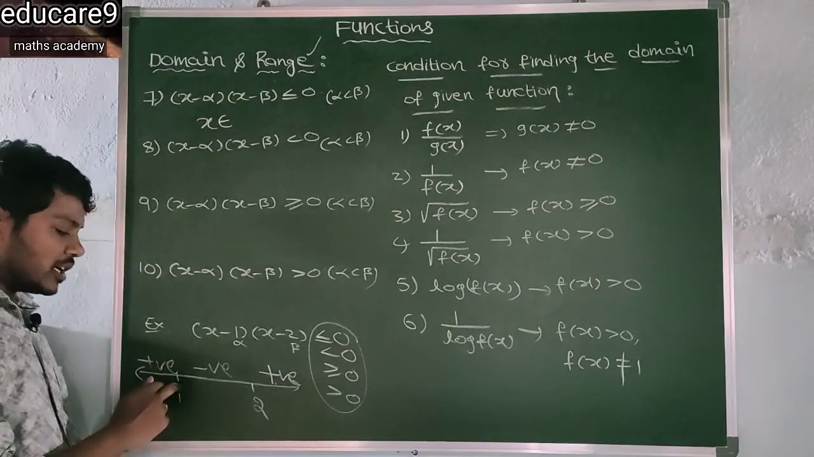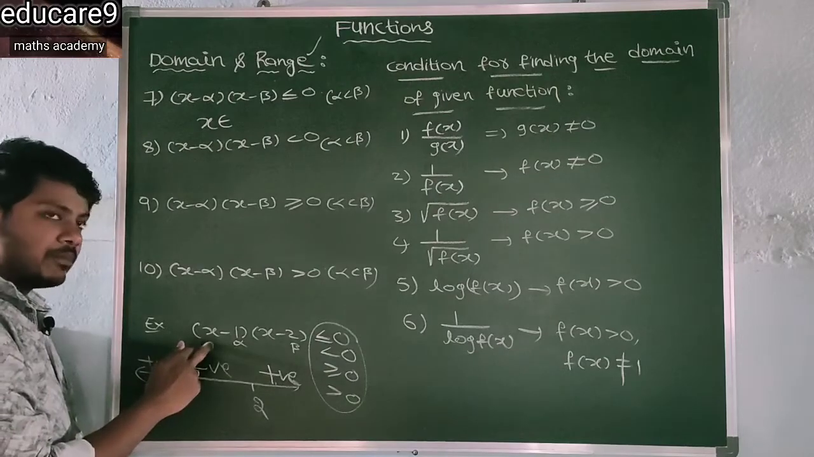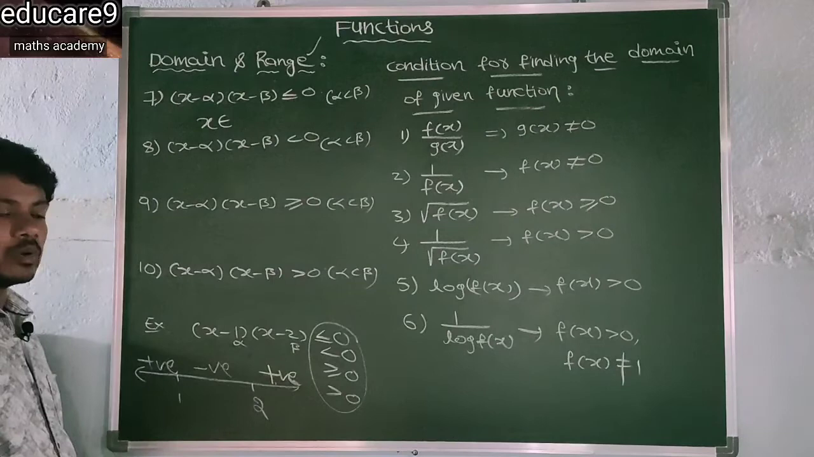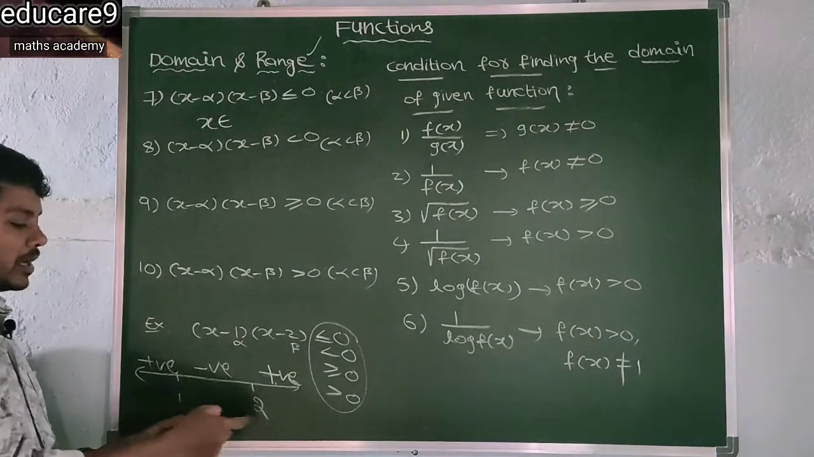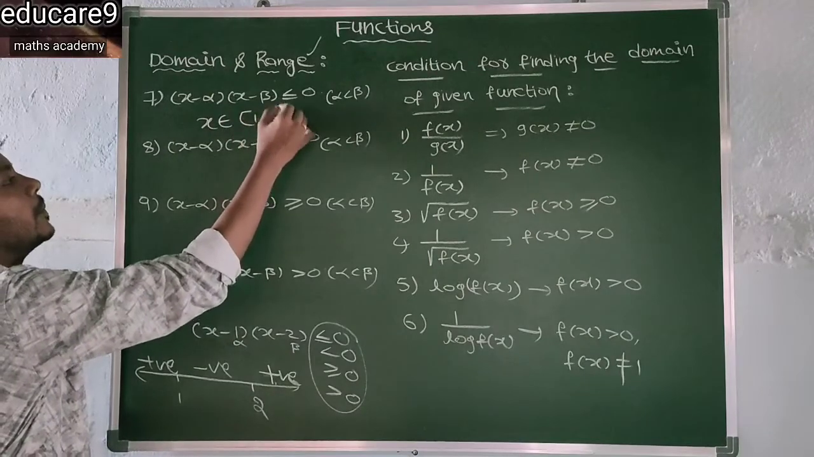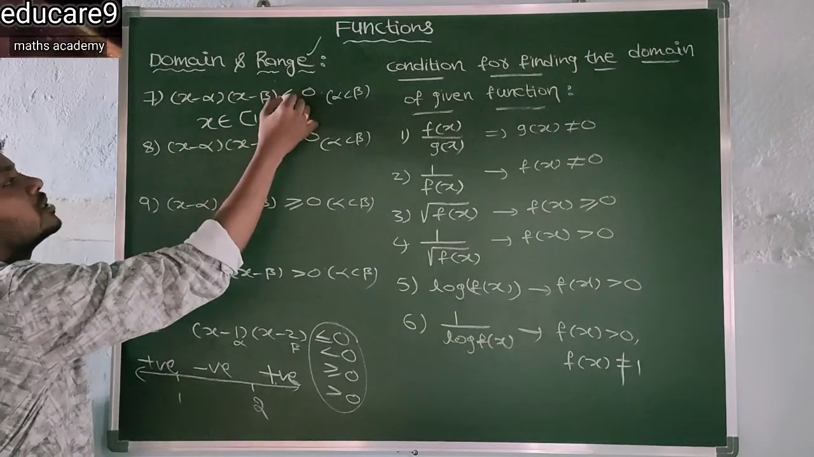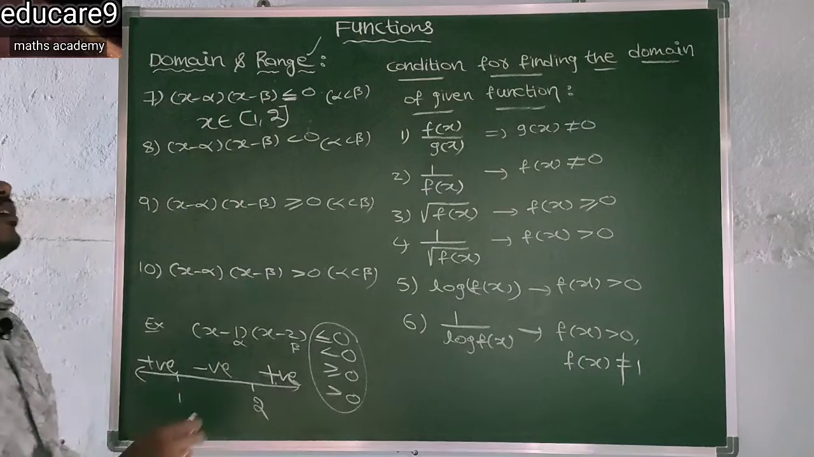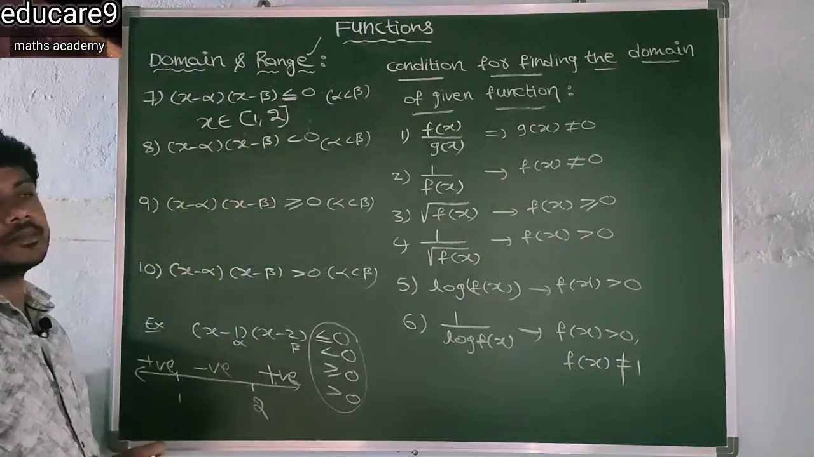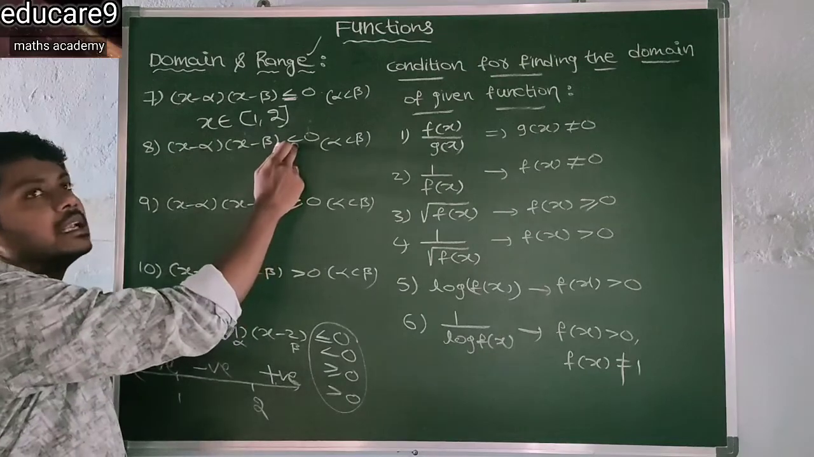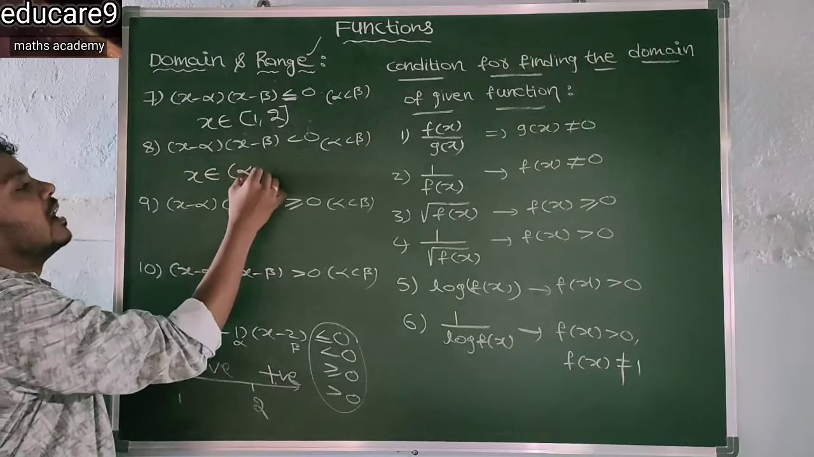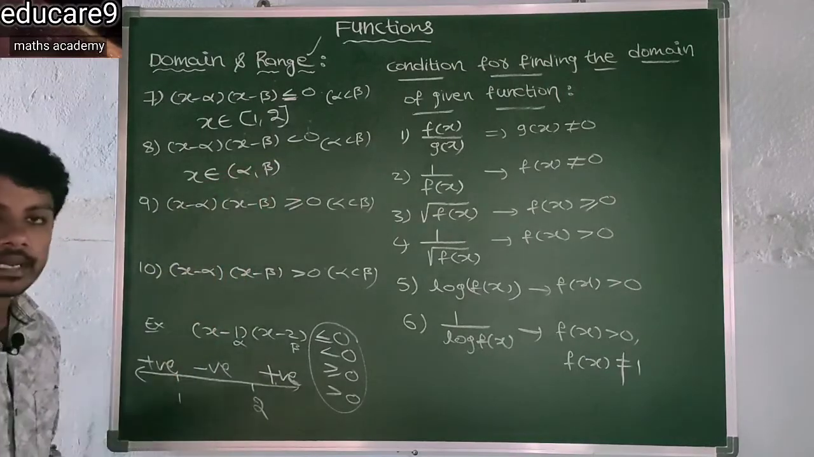But at x equals alpha, meaning at x equals 1, it becomes 0. At x equals 2 also it becomes 0. Therefore x belongs to the closed interval 1 to 2, because the equal to symbol is there. Whenever the equal to symbol is there, you have to write closed brackets. Now if it is only less than 0, clearly x belongs to the open interval alpha comma beta.